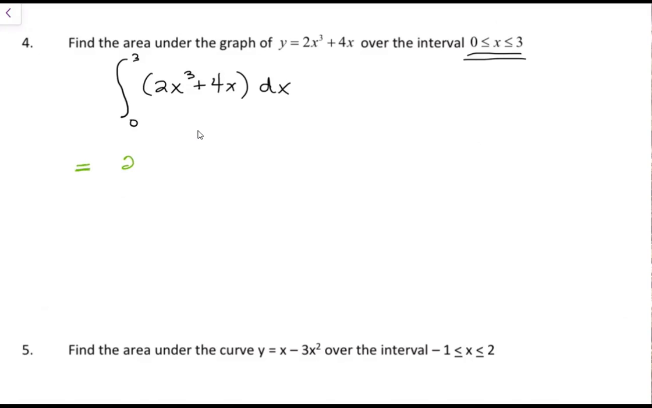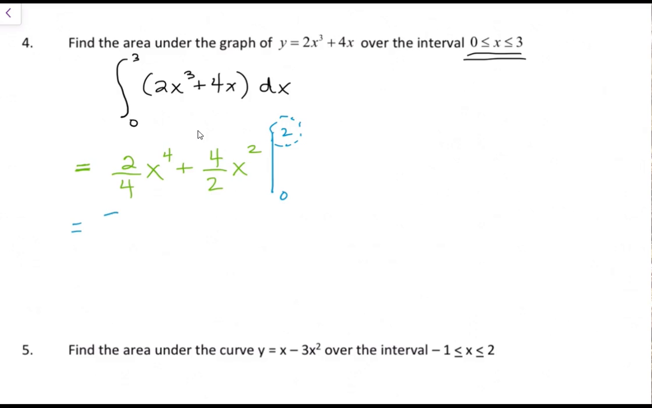So coefficient over exponent plus 1, repeat that, coefficient over exponent plus 1, and then we want to evaluate that from 0 to 2. Now I'm going to clean this up a little bit as I plug in my upper limit of integration.